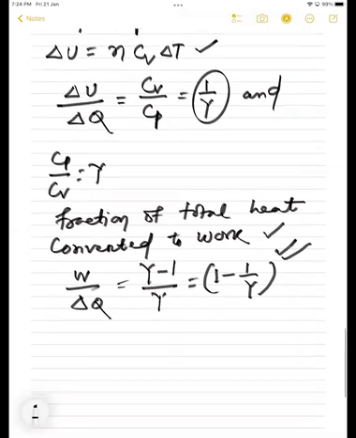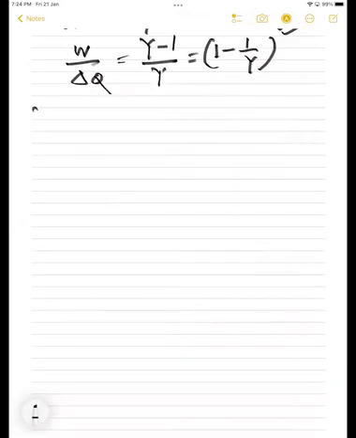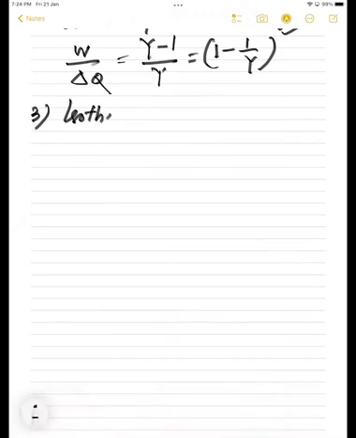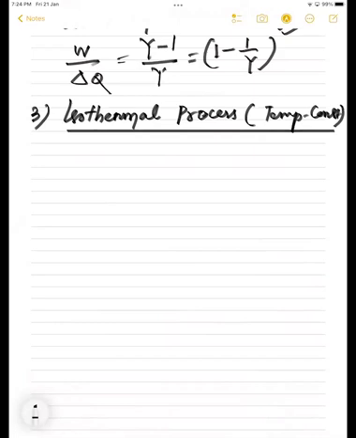Okay. Next, let's go to the heading isothermal process. Isothermal process means what is constant, students? Temperature is constant, right? Isothermal process means temperature constant. And to perform this process, students, what are the conditions?